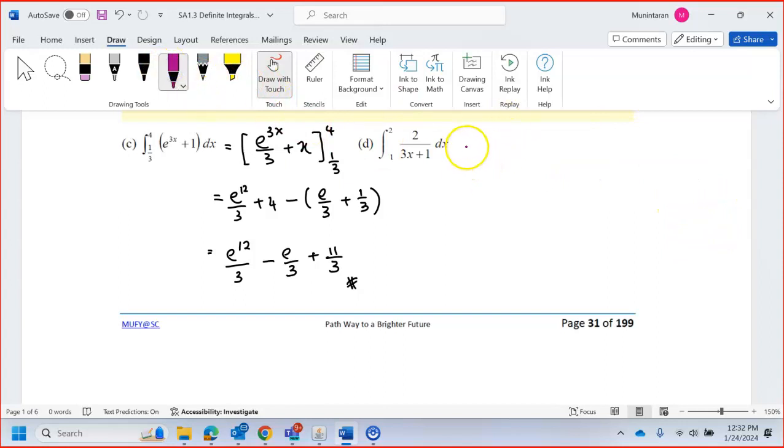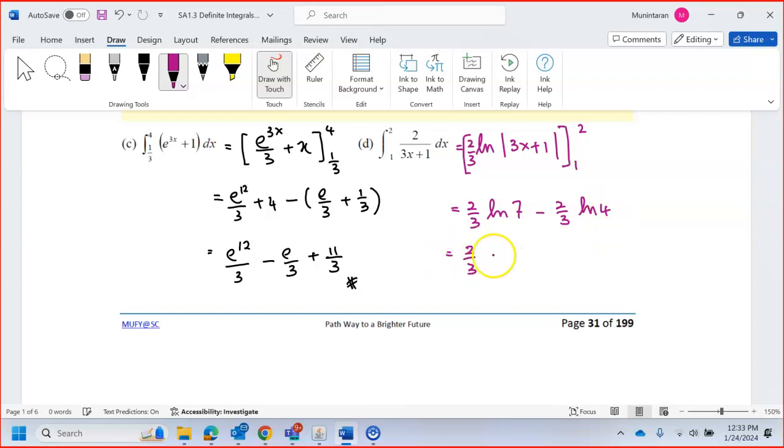The other one, the outcome would be ln modulus 3x plus 1, and you should have 2 over 3, from 1 to 2. If you substitute the 2 in, 2 over 3 ln, 2 times 3 is 6, 6 plus 1 is 7. 7 is already positive, so it's ln 7. Minus 2 over 3, substitute the 1, that will be ln 4, because 3 plus 1 is 4. So we have a common factor of 2 over 3. Then you will have ln 7 minus ln 4, and you should be able to get ln 7 over 4.